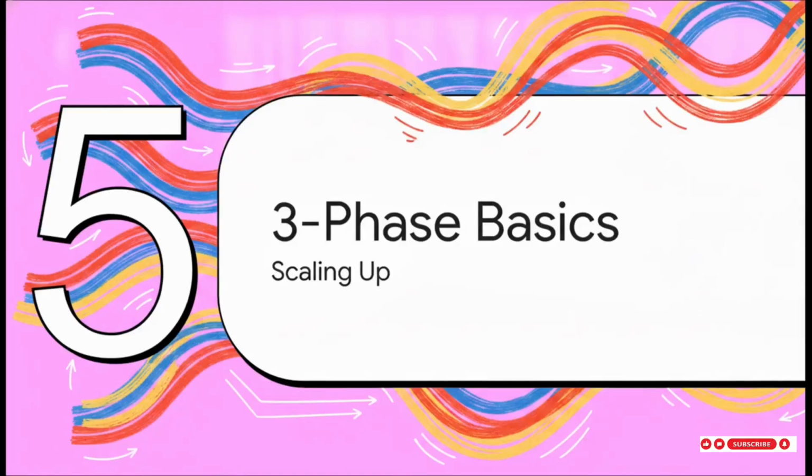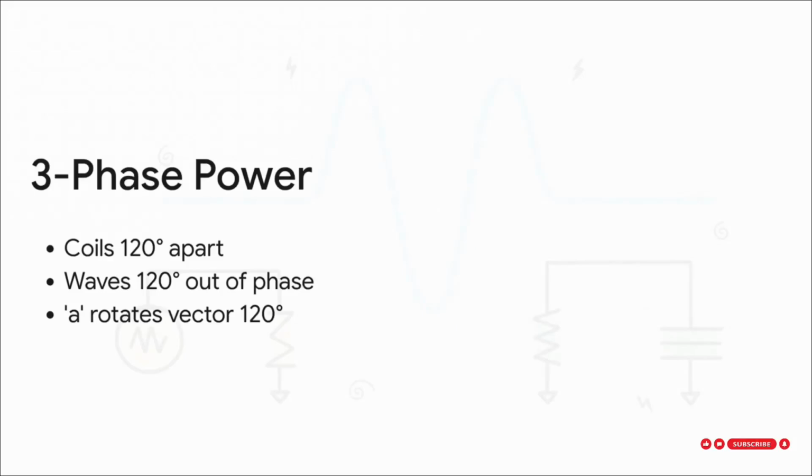Part 5. Scaling Up. 3-phase basics. So how do we scale all of this up? We've been looking at single waves, but modern industry definitely does not run on single-phase AC. It runs on three-phase power. The absolute genius of this system is that we take three similar coils and place them exactly 120 electrical degrees apart inside a generator. This creates three distinct voltage waves, all 120 degrees out of phase with one another.